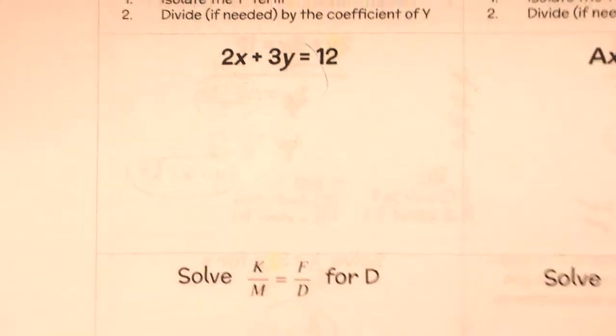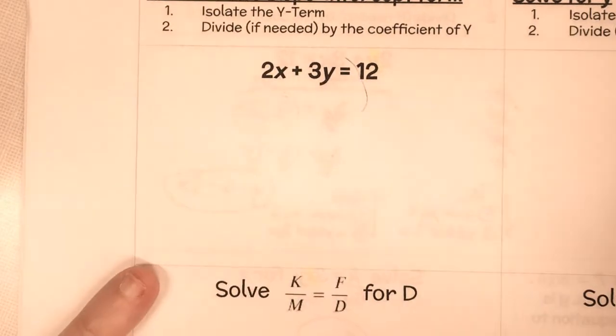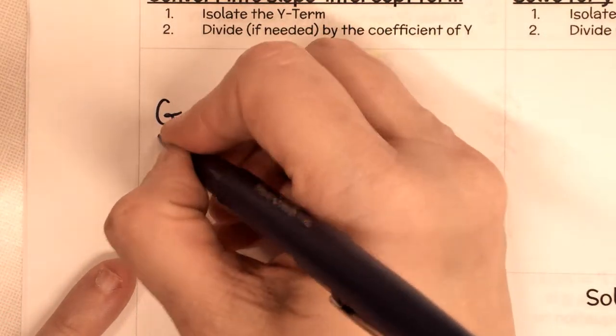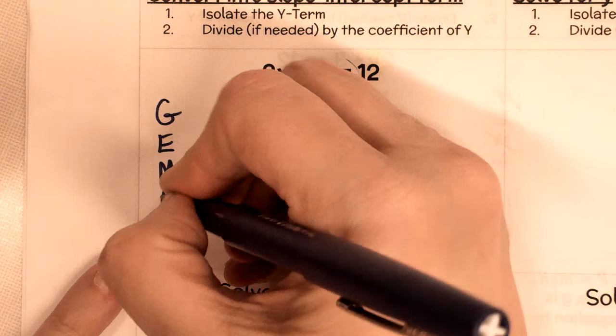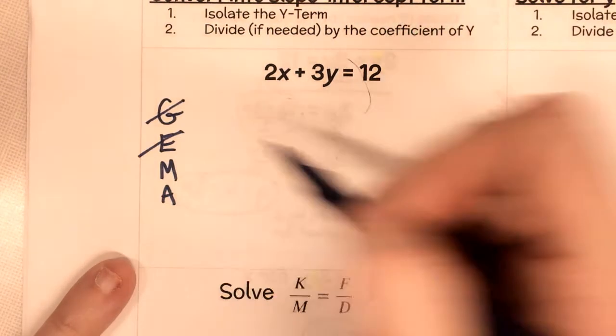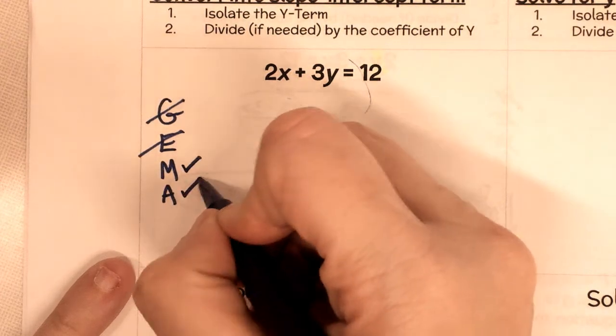All right, so I'm going to do my work. Y'all tell me if I did it right. Okay, so I'm writing GEMDAS, and then I'm looking for stuff that happened. I don't see any grouping or exponents, but I do see multiplication and addition.